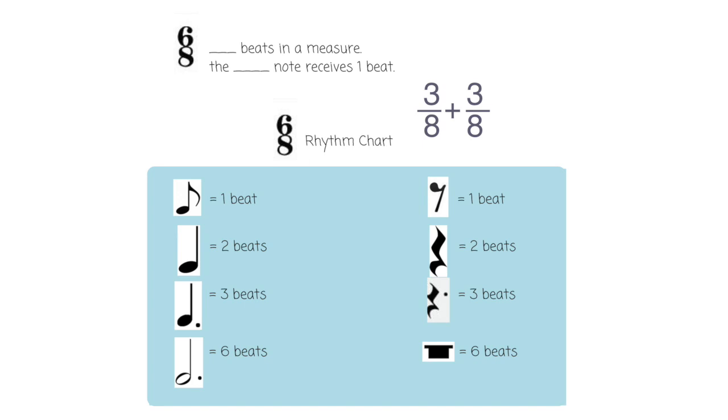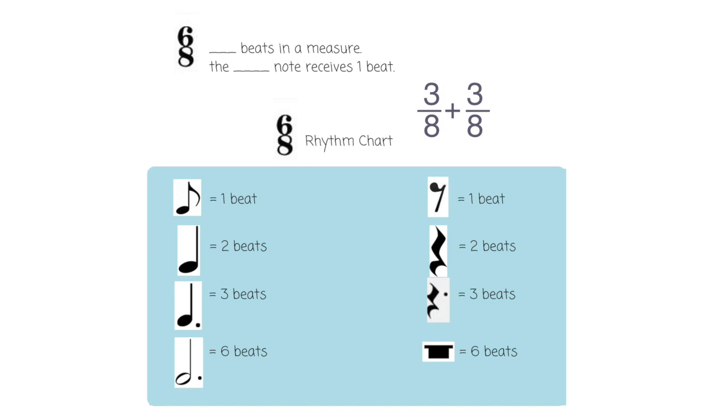Now you'll notice our rhythm chart down here is going to be really similar, but I've added a few extra things down here. So we still have our 8th note getting 1 beat and our 8th rest getting 1 beat. Quarter note getting 2 beats, quarter rest getting 2 beats. Dotted quarter note gets 3 beats. And then the dotted quarter rest, which is a rest that you're going to see in 6/8 rhythm, is also going to receive 3 beats. So this is a little bit new here.